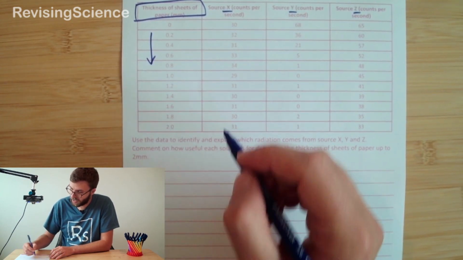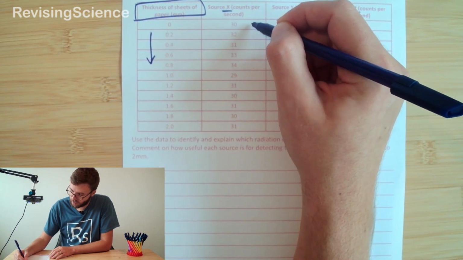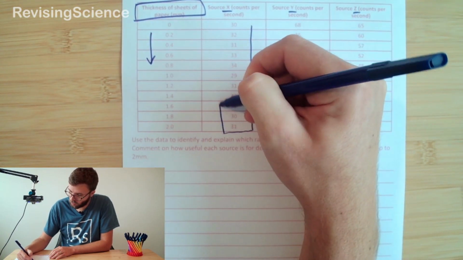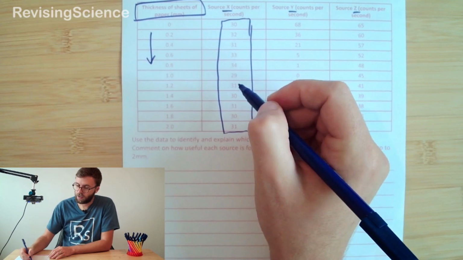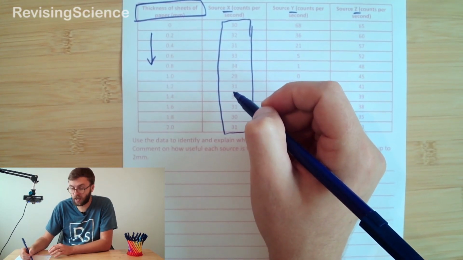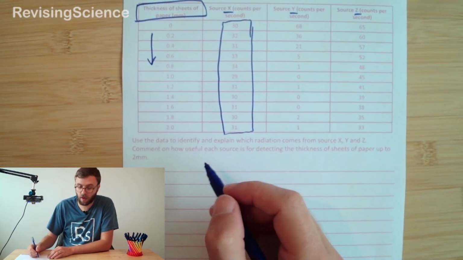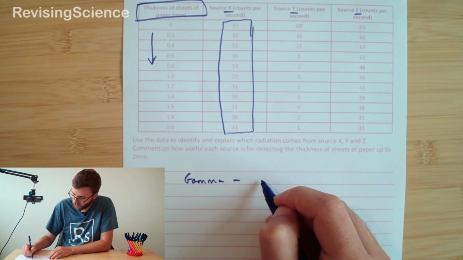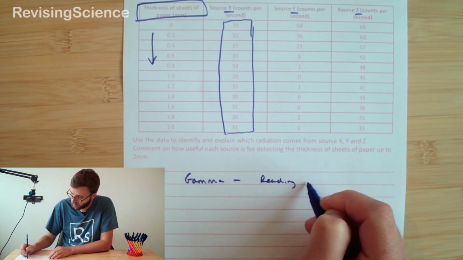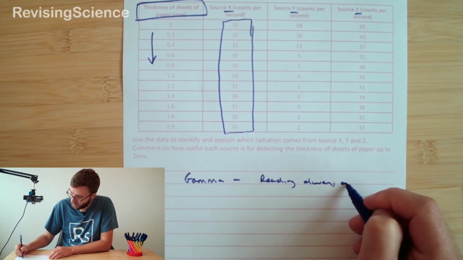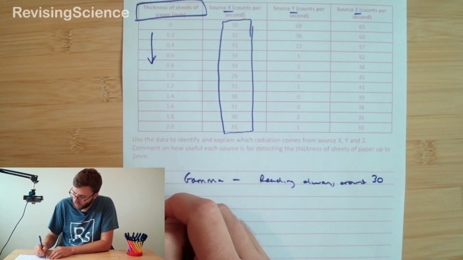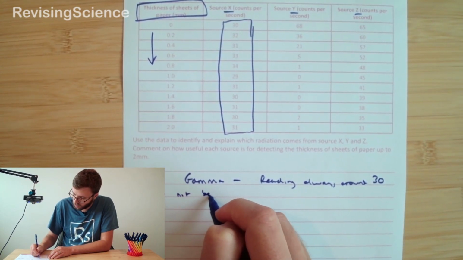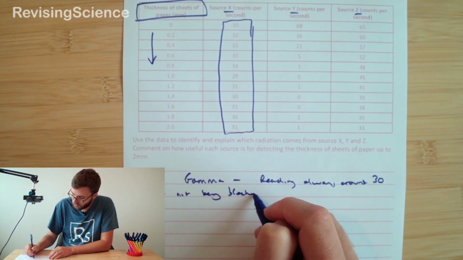So let's have a look at X. If we look at X, there seems to be no difference. They're all roughly around about 30. So that tells us that the paper wasn't blocking any of the radiation, so it must be highly penetrating. So X is going to be gamma, and the reason being that the reading is always around 30, therefore not being blocked.